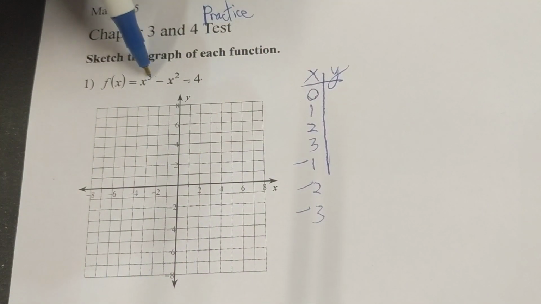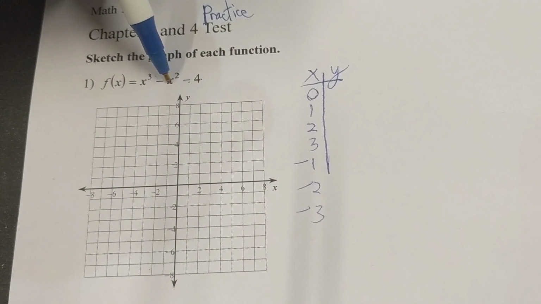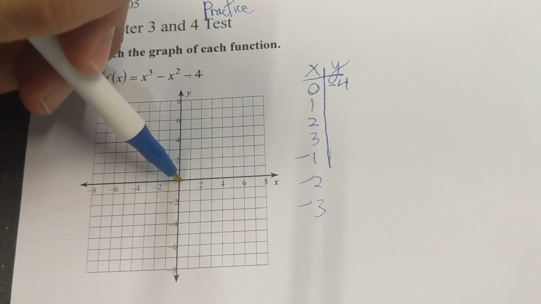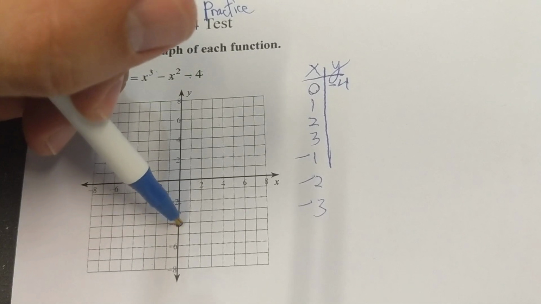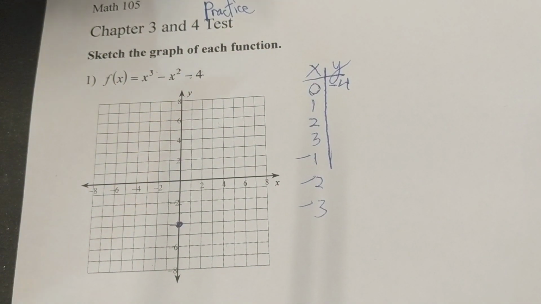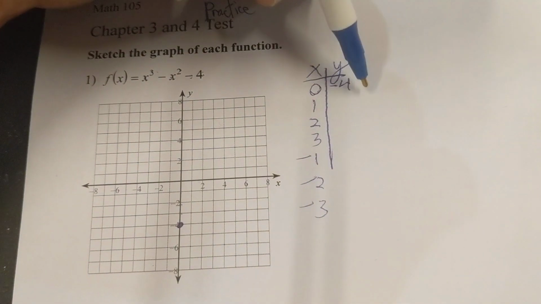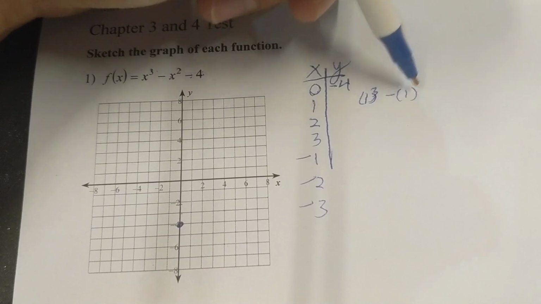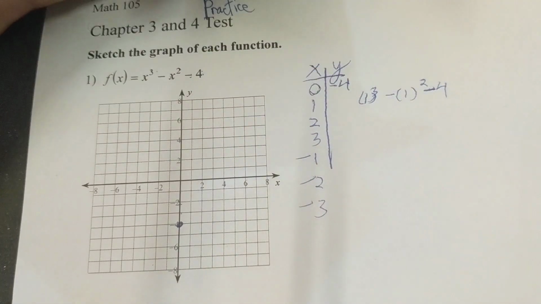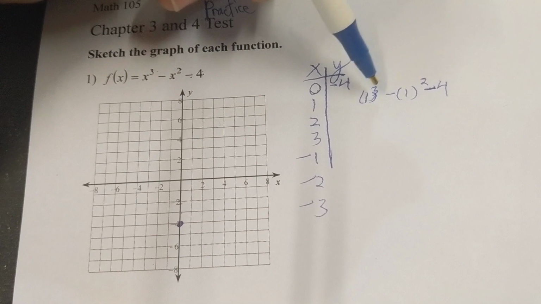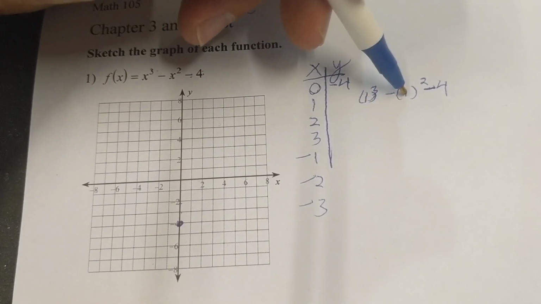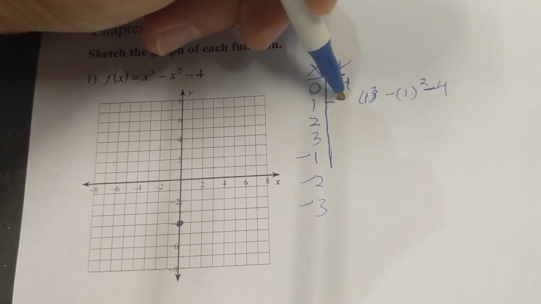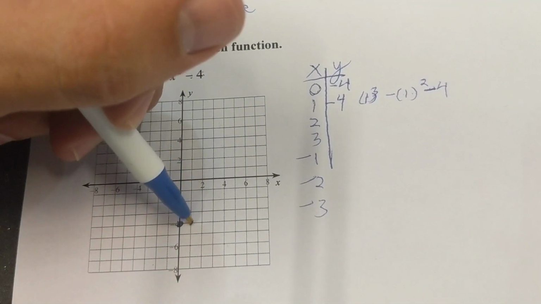If I plugged in a 0, 0 to the third is 0. 0 squared is 0. Minus 4, so this is negative 4. So we start out at negative 4. 0 over is the x and negative 4 is the y. There's our first dot. After that, if I plug in a 1, I'll do it on the side. That's 1 to the third minus 1 squared minus 4. That's 1 minus 1 minus 4. That's also negative 4, because 1 minus 1 is 0, minus 4. So this 1 also is at negative 4. Freaky.